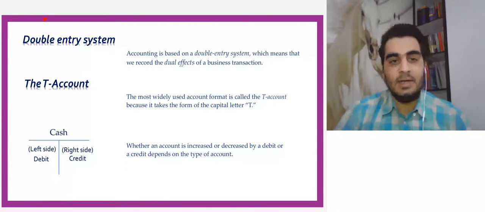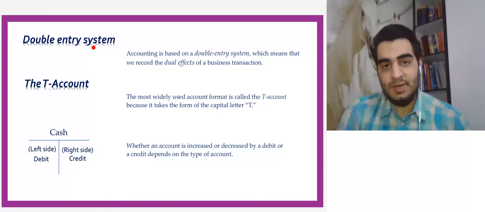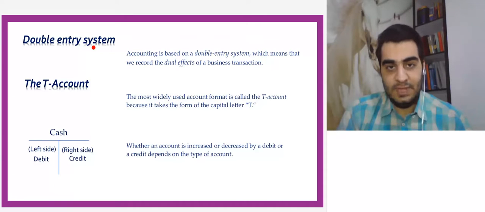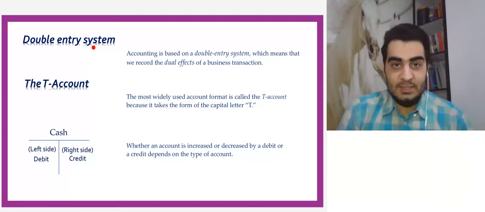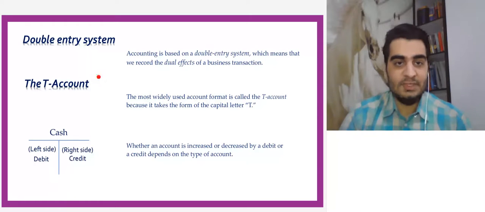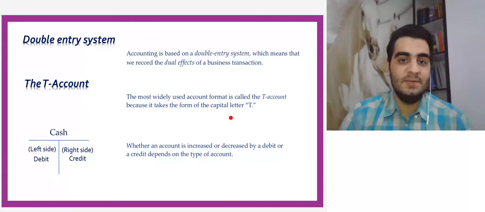In this slide, I'm going to teach you the double entry system. It means that we always record the dual effects of a business transaction. But for that, first we have to identify the type of our account. We had three types. After we do that, we're going to use the T account, as you see here. We call it the T account because it takes the form of the capital letter T.